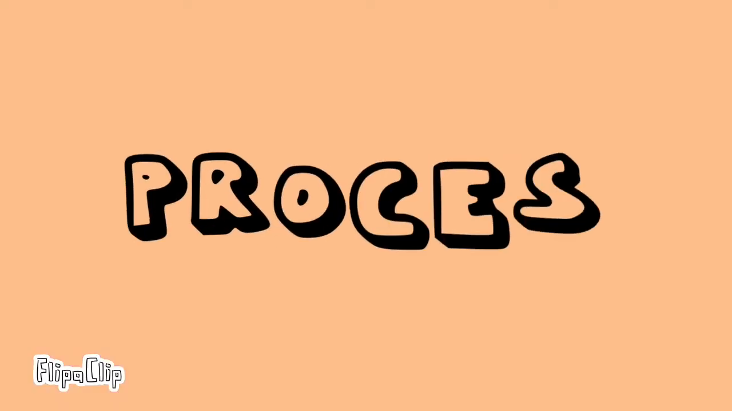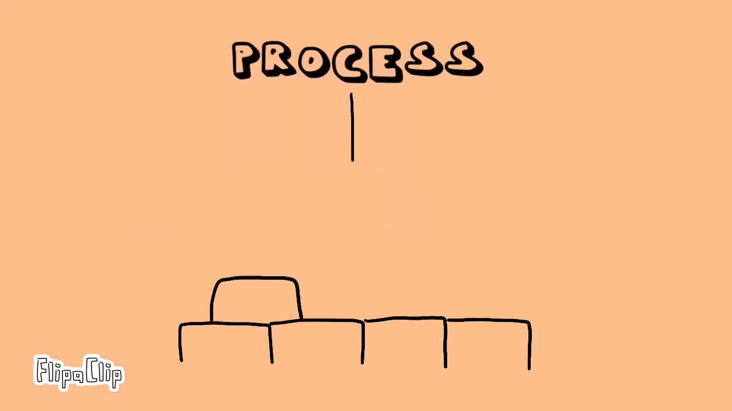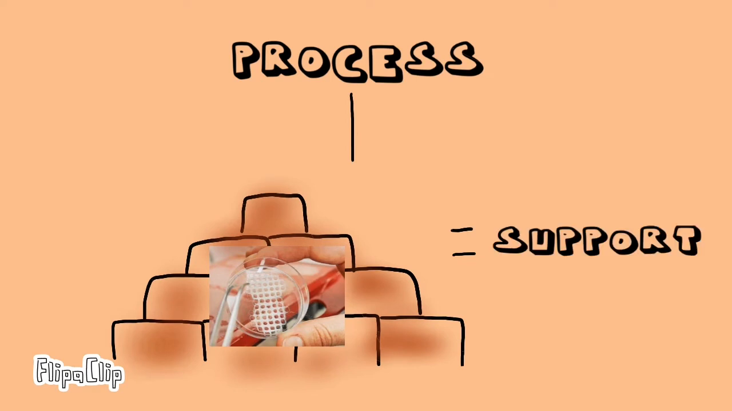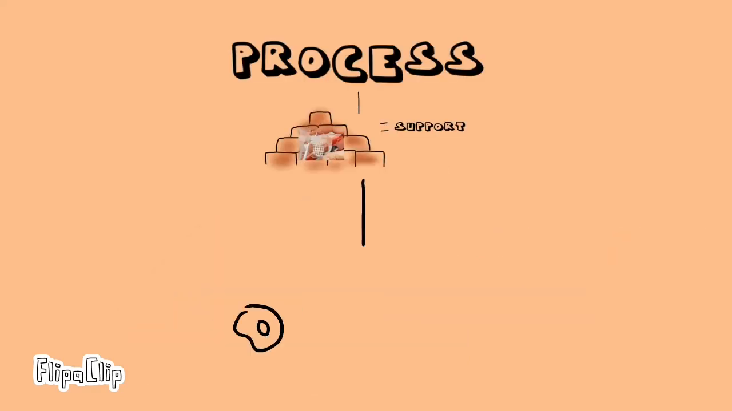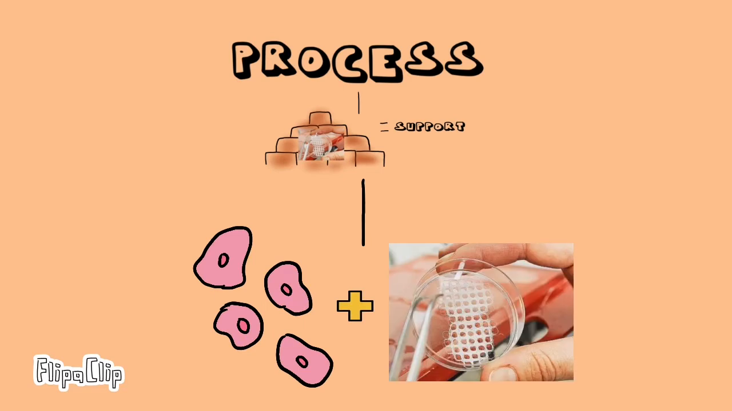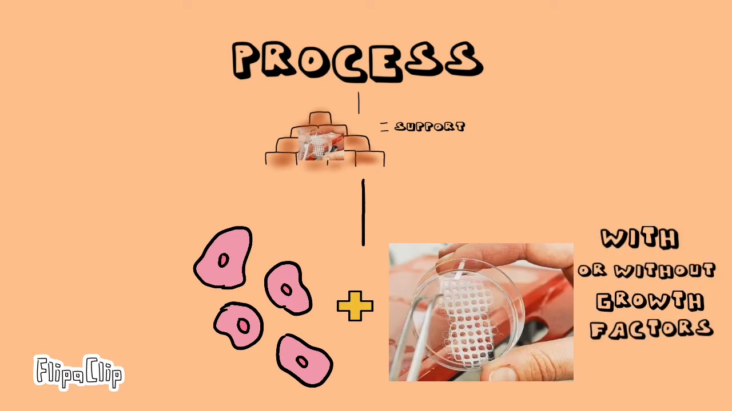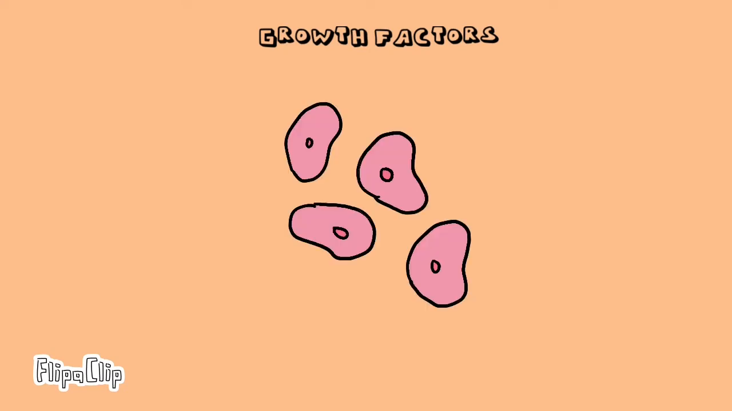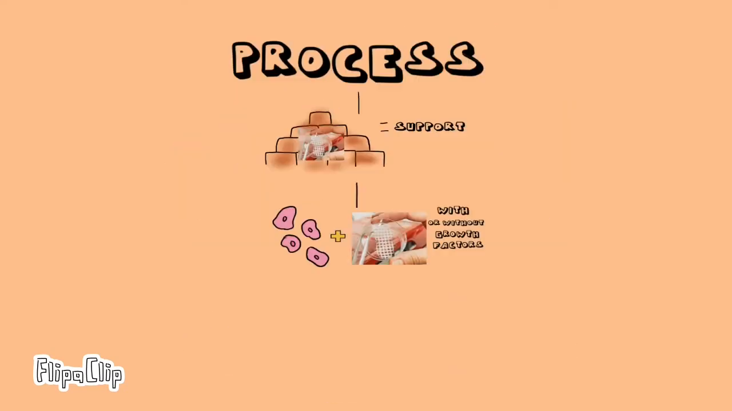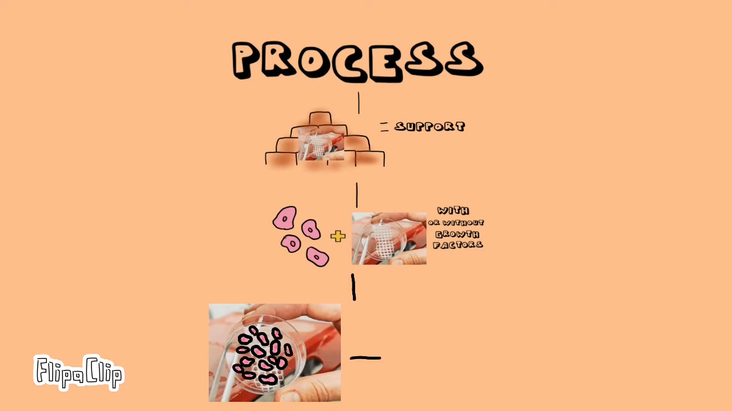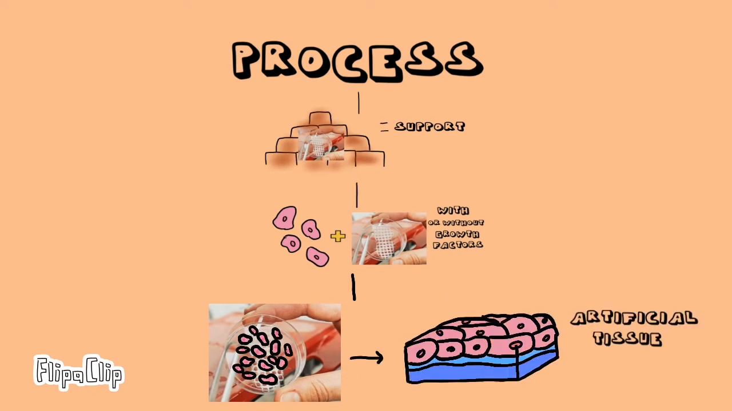The process of creating artificial tissue begins with building a scaffold for our cells. This acts as the support. The scaffold could be made from plastics or proteins. The cells are then introduced to the scaffold in mediums with or without growth factors. These growth factors, as the name suggests, would help to stimulate the cells to grow and divide. As the cells spread across the scaffold, the artificial tissue is made.